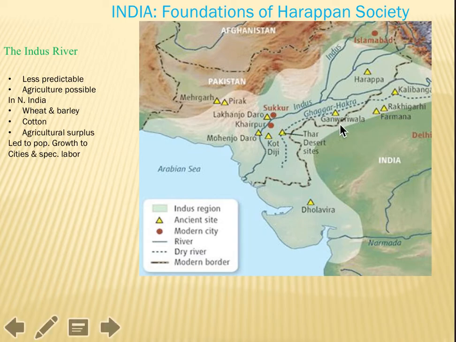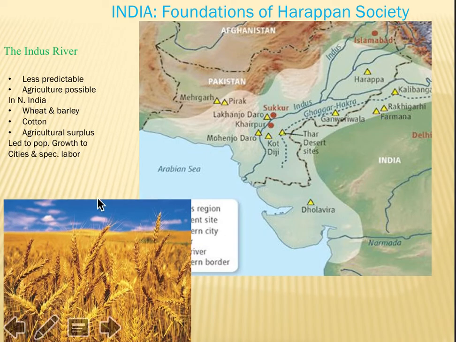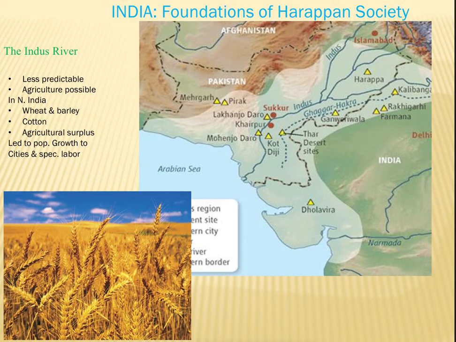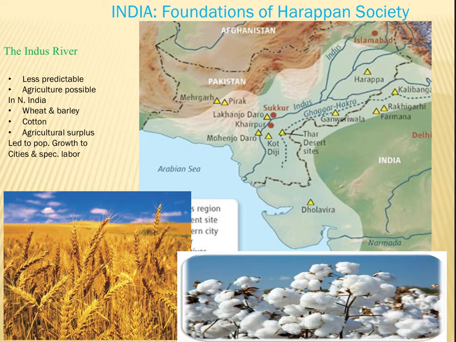So here's a more in-depth map of the areas we're talking about. You can see the Indus River goes all the way across out into the Arabian Sea. We're going to look particularly at Harappa up here, and Mohenjo-Daro, which is down here. These are the two main city-states, the largest city-states that we know about today. And then, of course, the wheat and the cotton that were produced.